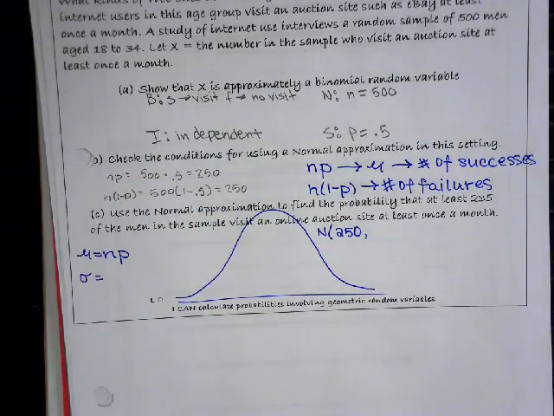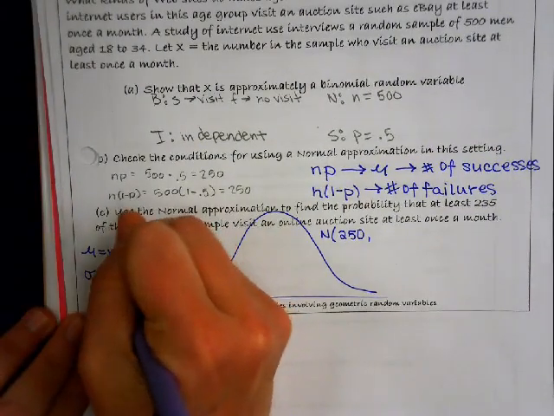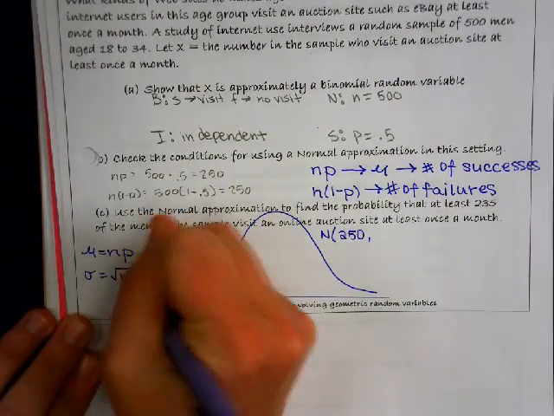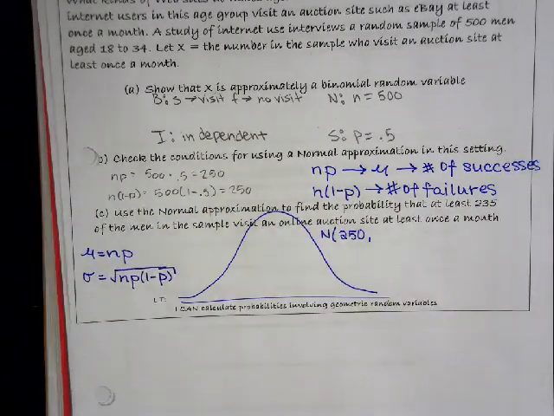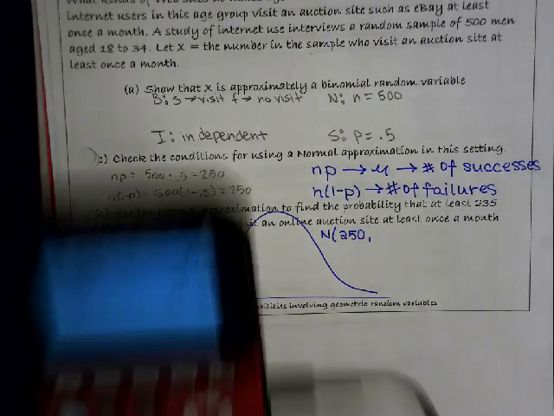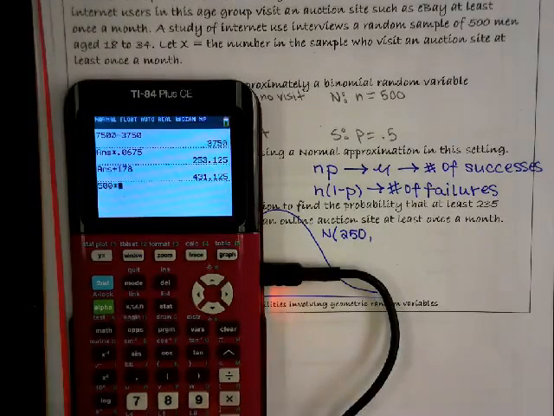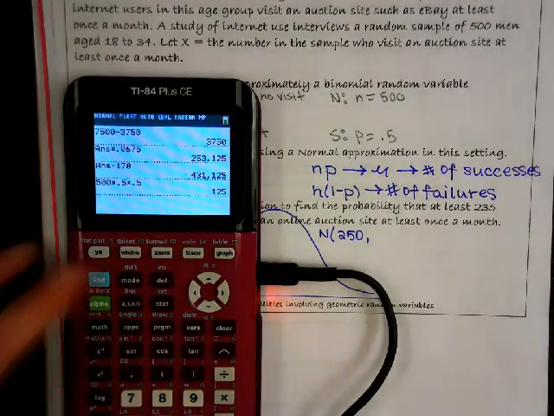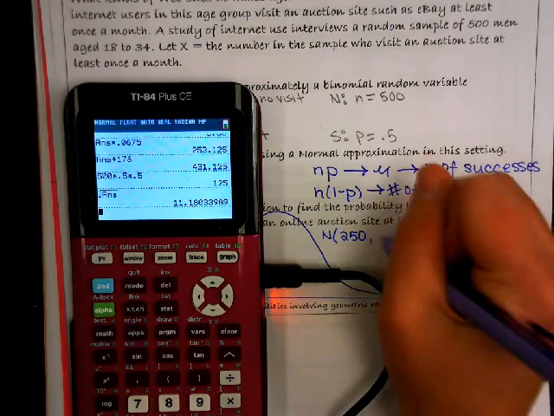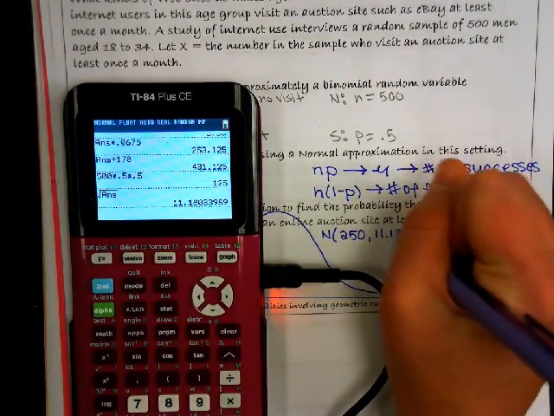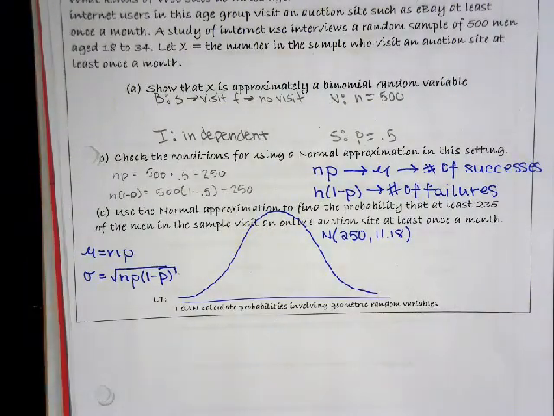Standard deviation, remember, comes from the square root of n times p times 1 minus p. So n is 500, p is 0.5, so that means 1 minus p is also 0.5. So we have 500 times 0.5 times 0.5, which is 125, and then we're going to square root that. So our standard deviation is 11.18-ish. 11.18.